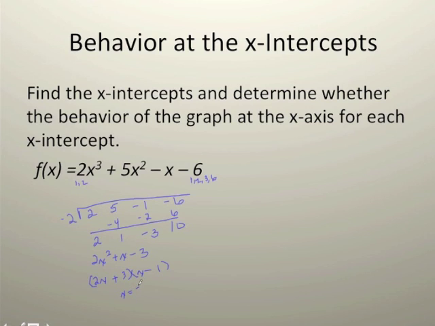So x equals -3/2, and x equals 1. So my intercepts are 1, and it crosses because there's only one of those. -3/2, and it crosses because there's only one of those. And -2, there's only one of those, so that also crosses.